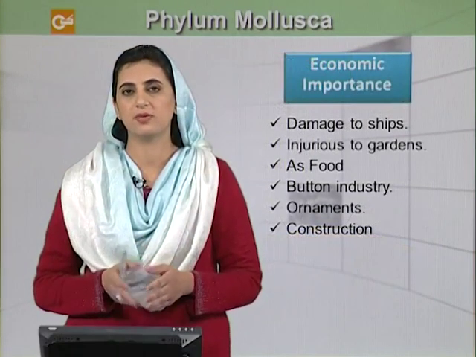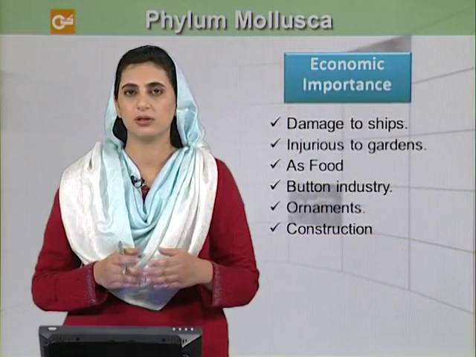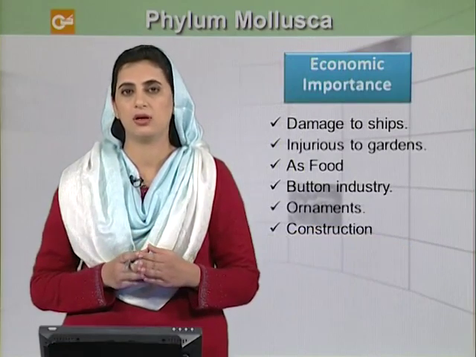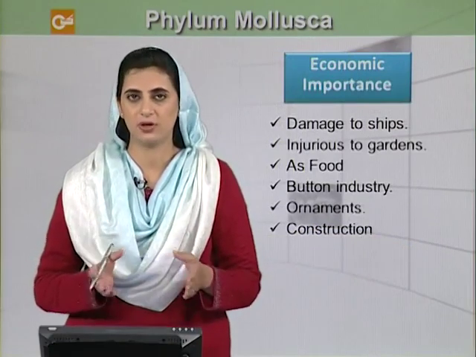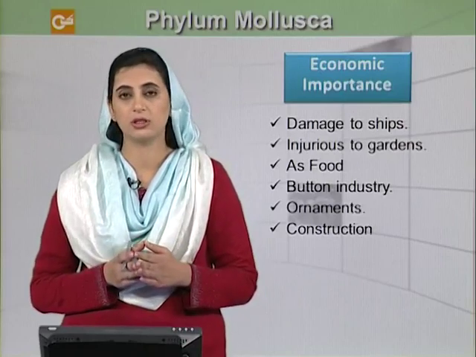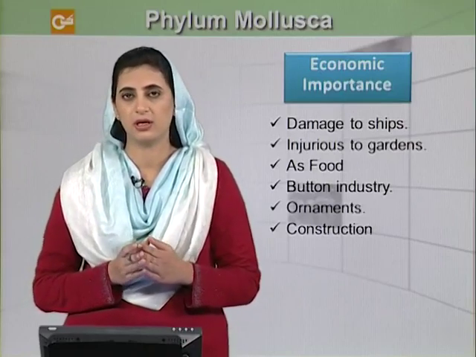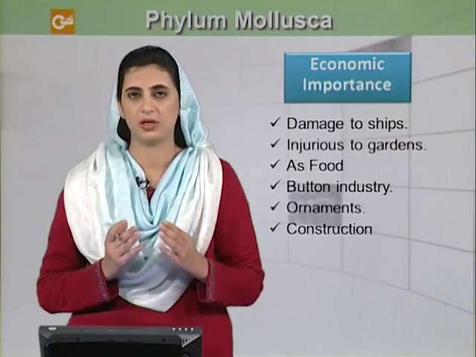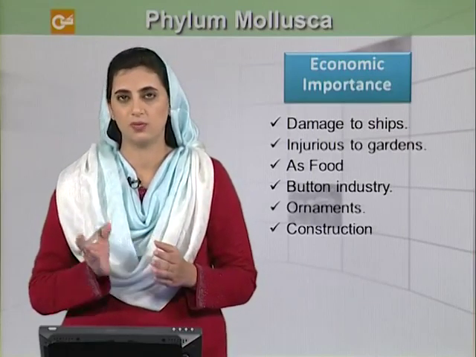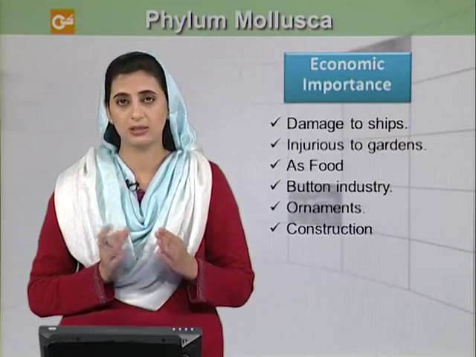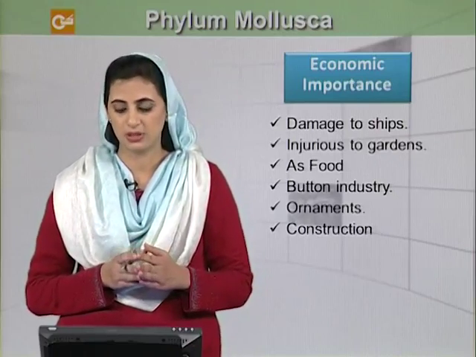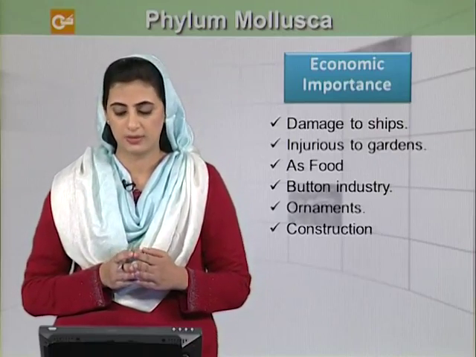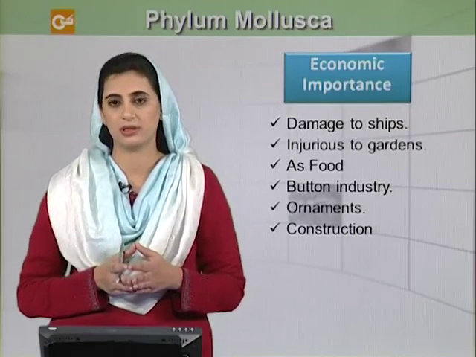Mollusks are economically very important, and they cause beneficial effects as well as harmful effects. For example, they cause damage to ship wood. The species of Teredo causes damage to the wood of the ship. Snails and slugs cause injuries to the garden, and they destroy the grass.